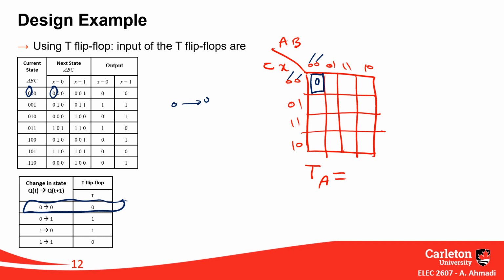If your input is 1, we're looking at this A, which is also 0. This square is when A is 0, B is 0, C is 0, but X is 1. This one.